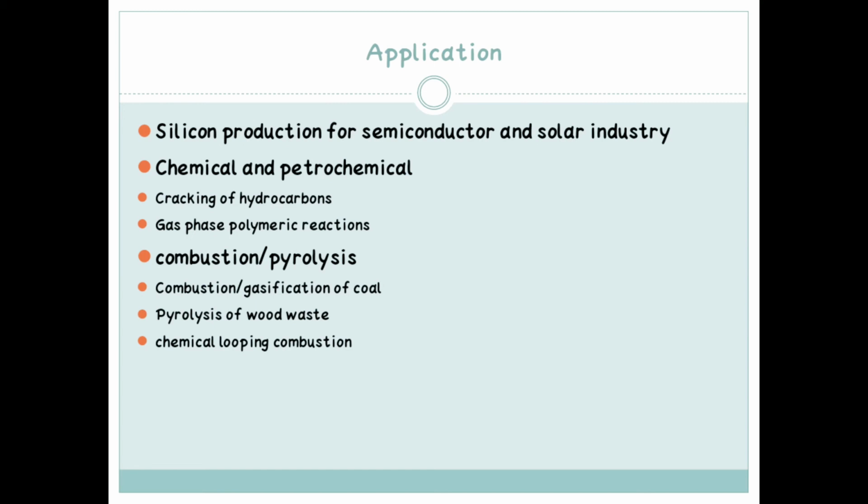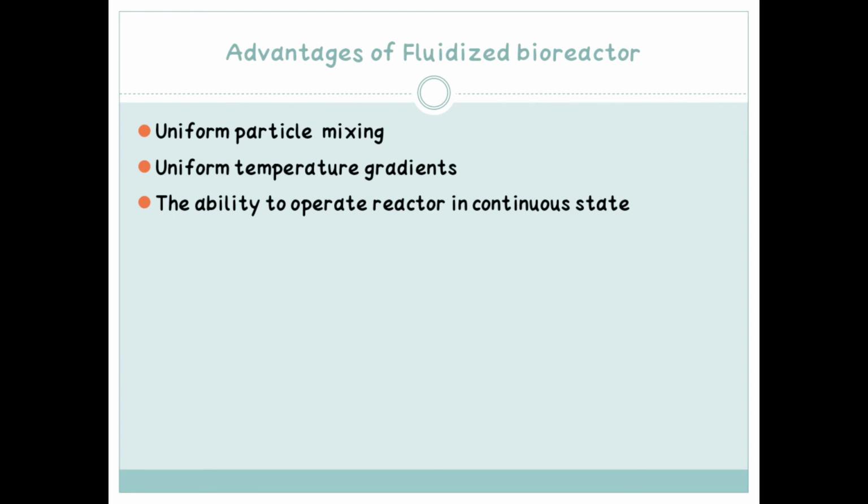Applications of fluidized bed bioreactor: silicon production for the semiconductor and solar industry, chemical and petrochemicals, including cracking of hydrocarbons, gas phase polymeric reactions, combustion or pyrolysis, combustion or gasification of coal, pyrolysis of wood waste, chemical looping combustion. Advantages of fluidized bioreactor: uniform particle mixing, uniform temperature gradient, and the ability to operate the reactor in a continuous state.